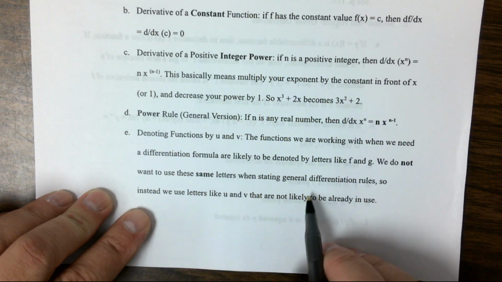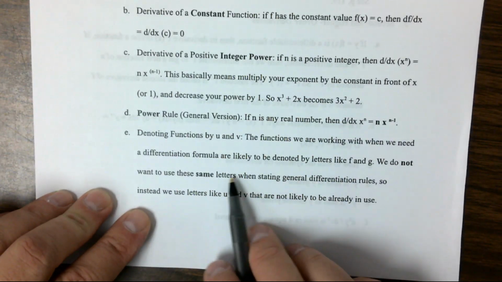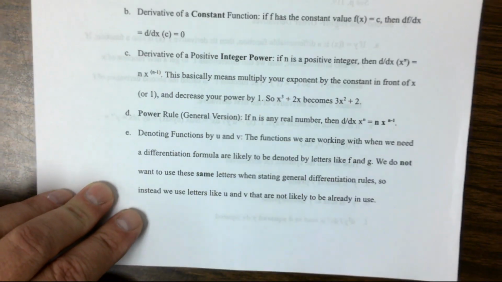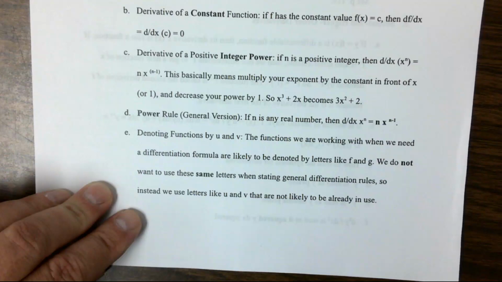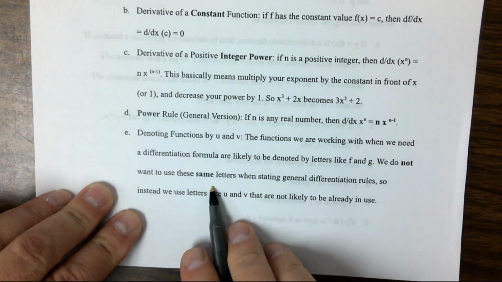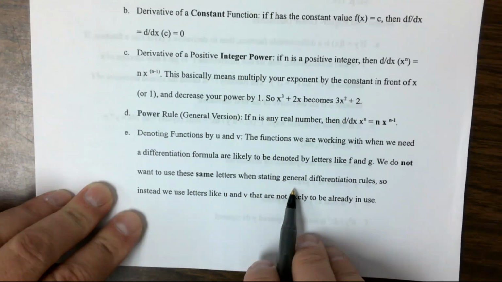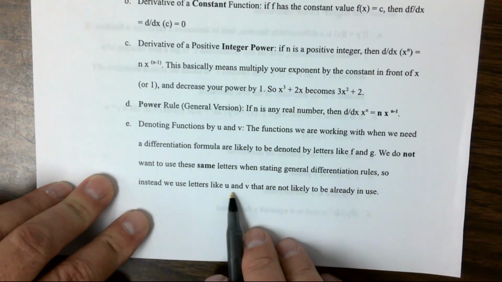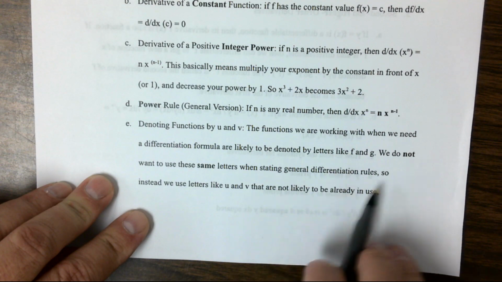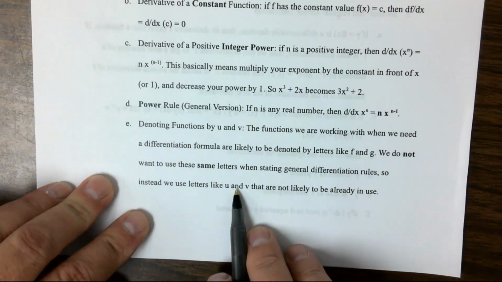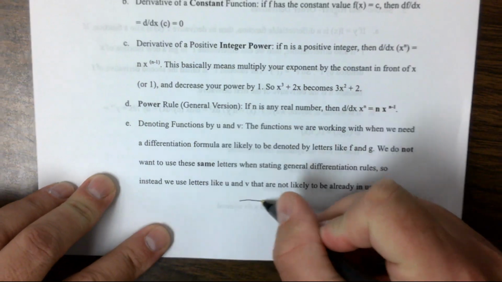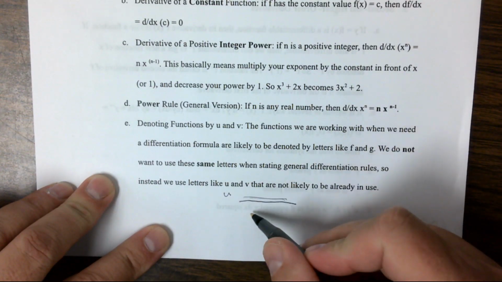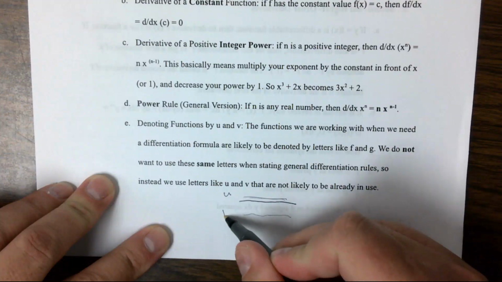The functions we're working with need a differentiation formula, and they're likely to be denoted by letters like f and g. We don't want to use the same letters as them with your general differentiation rules. And so instead we use u and v instead of f and g. So what you'll see, for example, is you say you have some numerator function and they're going to call it u, some denominator function and they're going to call it v.